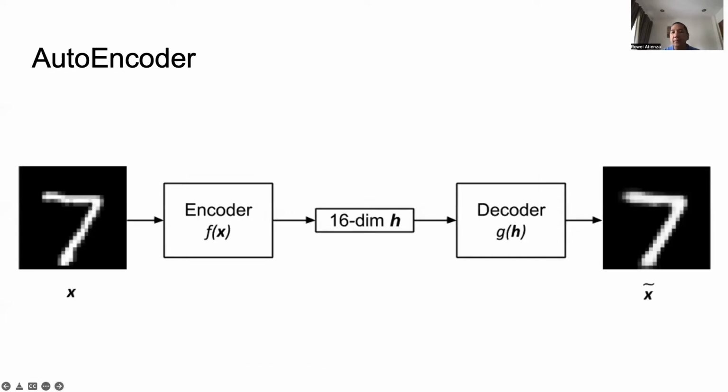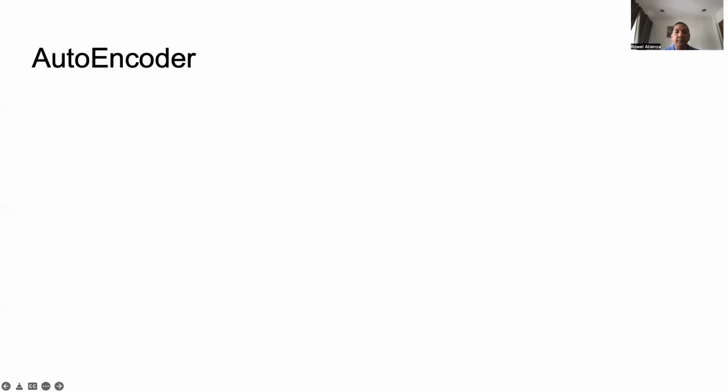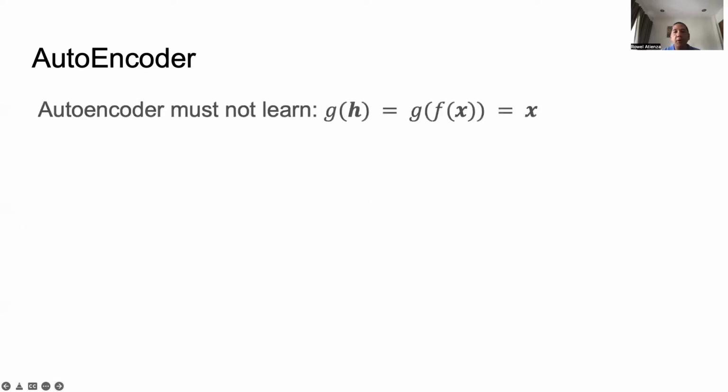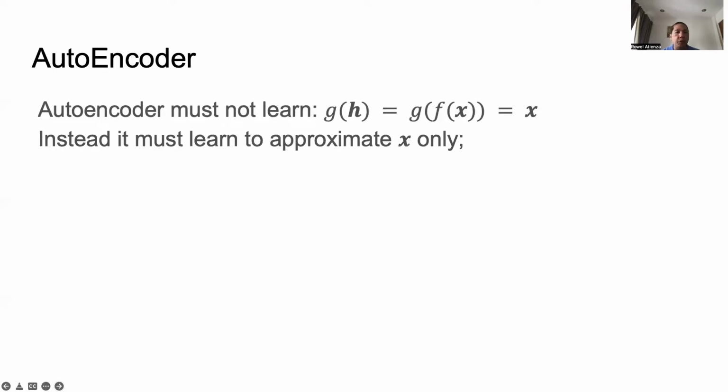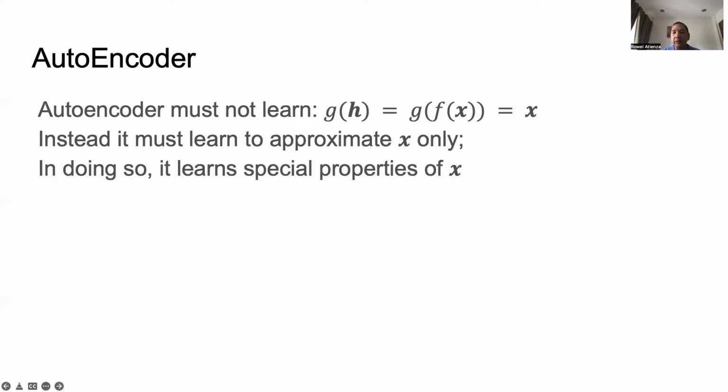In the context of MNIST, an encoder compresses the input digit image into, for example, a 16-dim vector. Then a decoder reconstructs the original image. The objective of an autoencoder is not to learn an exact reconstruction of an input image. Instead, it learns only an approximate version of X. In doing so, it is forced to learn only the most important features of the input X.